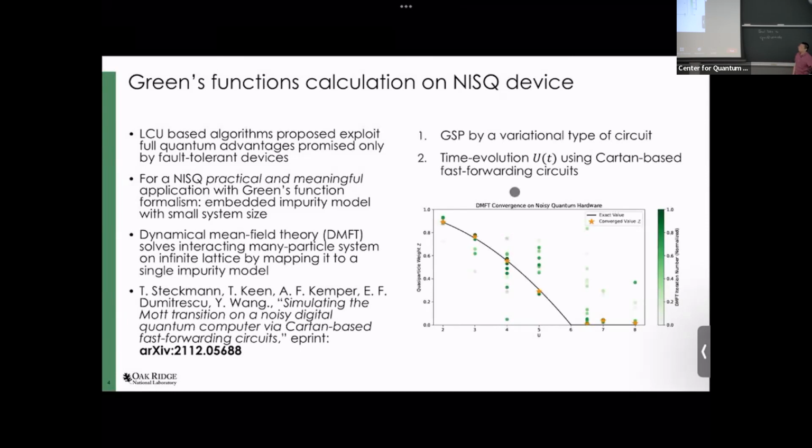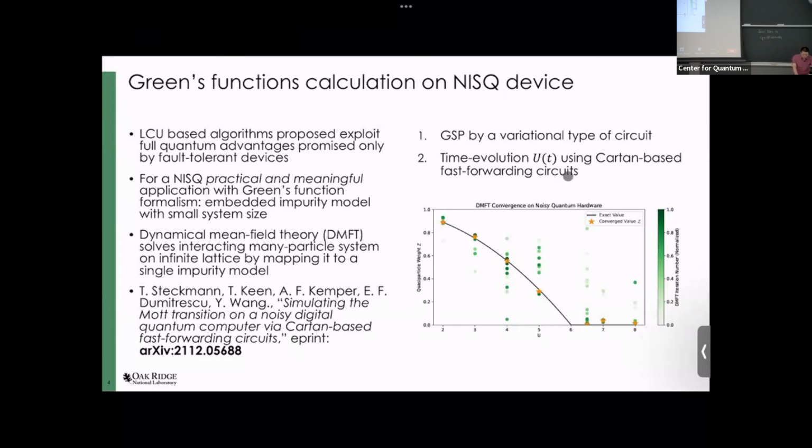And the two tasks mentioned for the fault-tolerant device are now divided into step 1 and step 2. In step 1, we use the conventional variational method to prepare the ground state. And in step 2, the time evolution part, we use a Cartan-based fast-forwarding circuit. So this is one of the methods which is not in the four categories mentioned in Nathan's talk.